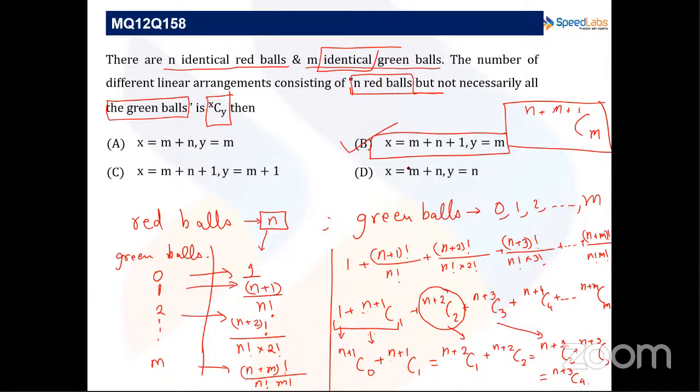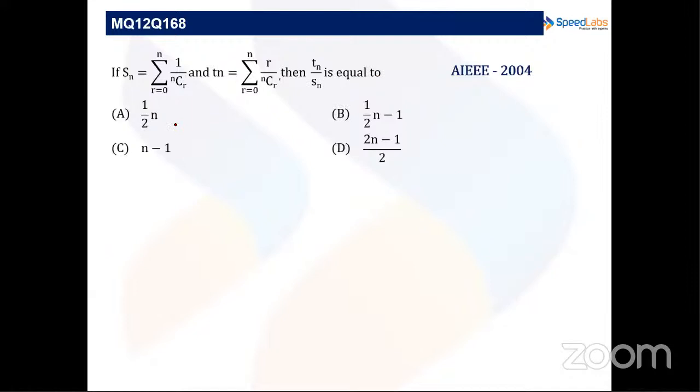Now moving to our next question. It is given Sn is equal to summation r equals 0 to n of 1 upon nCr, and Tn is equal to summation r equals 0 to n of r upon nCr. We need to find the value of Tn upon Sn.